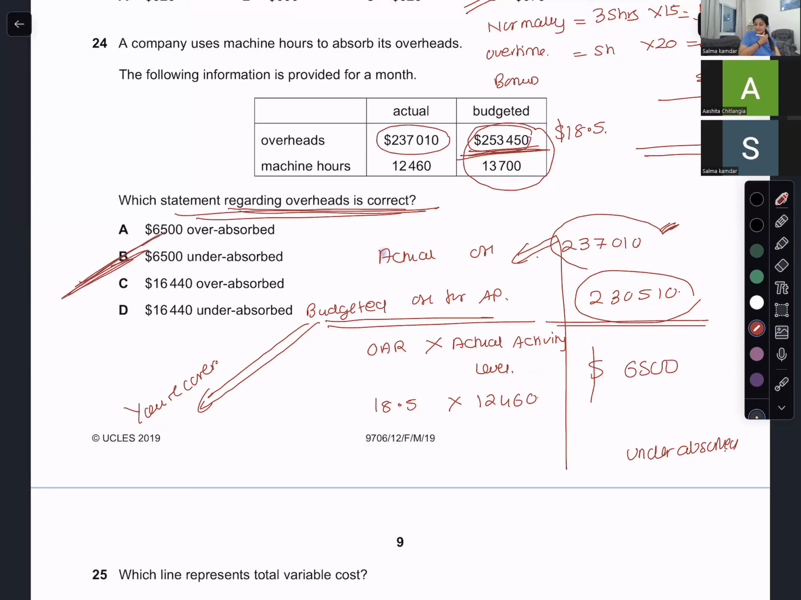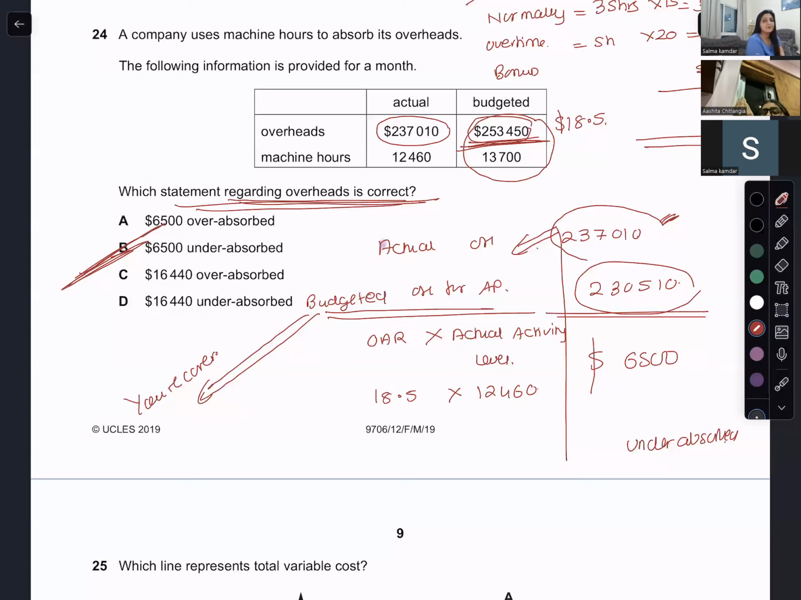Come on, tell me how do you calculate under absorbed, over absorbed? Make notes for it. Okay, say how to get under absorbed and over absorbed. First, you have to find out the OAR. To find out the OAR, you do budgeted overheads upon budgeted activity level. Then to find the actual, multiply the actual activity level given by the OAR. Then you have to do minus.